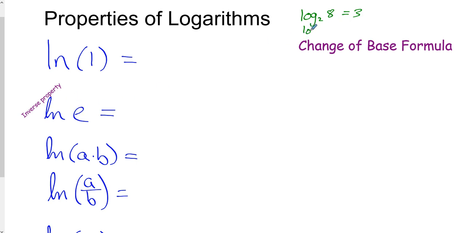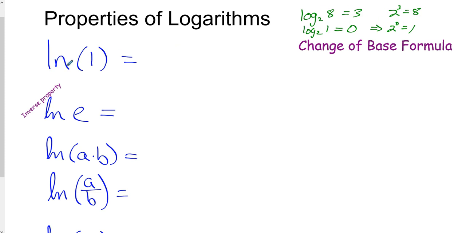Now, I could even ask you up here, what is log base 2 of 1? That's like saying, what power of 2 will give you 1? Well, 2 to the 0 power is 1. And this is the logarithmic form, and the exponential form of this logarithm is 2 to the 0 equals 1. The exponential form of this logarithm is 2 to the 3rd equals 8. Okay? So that's by definition.